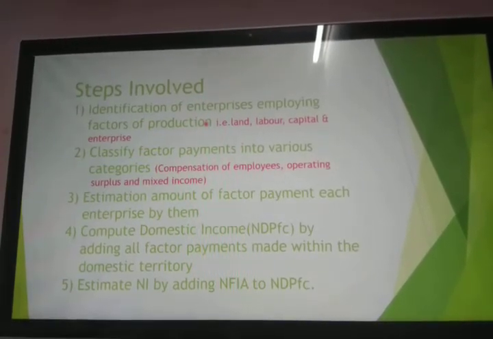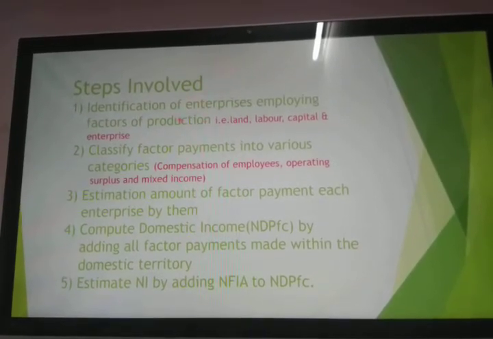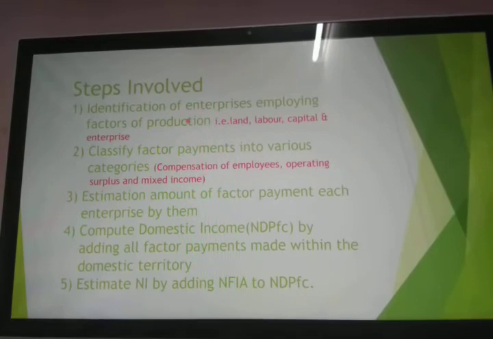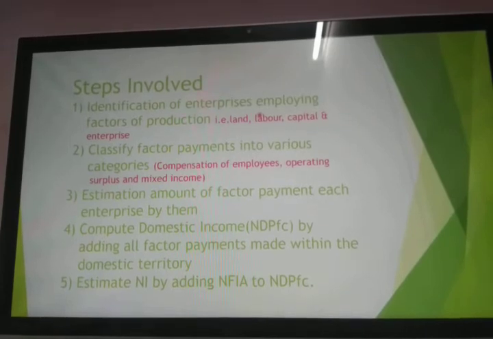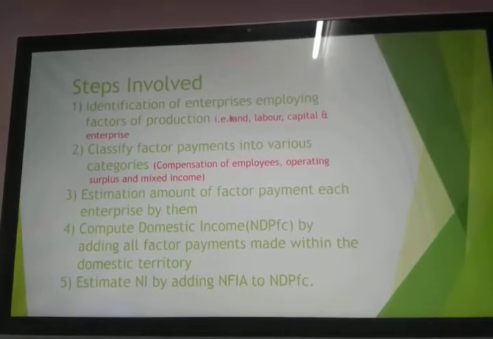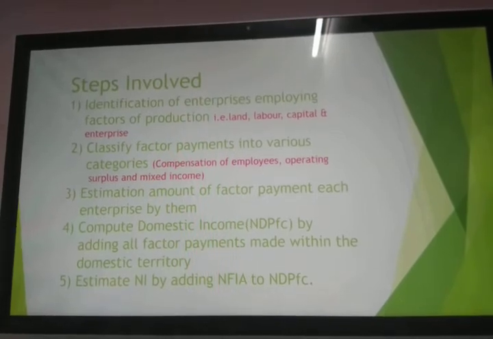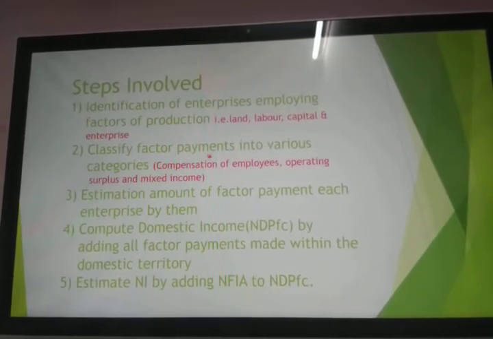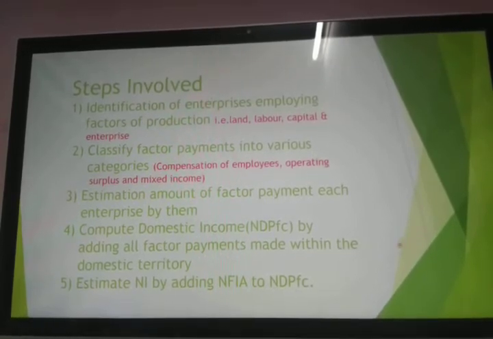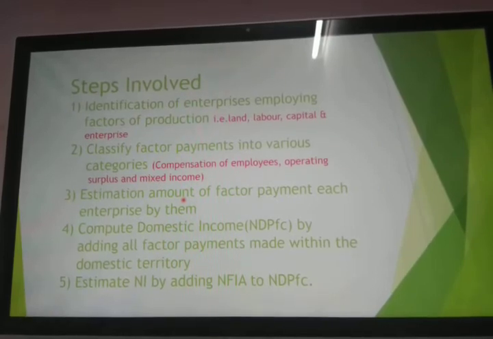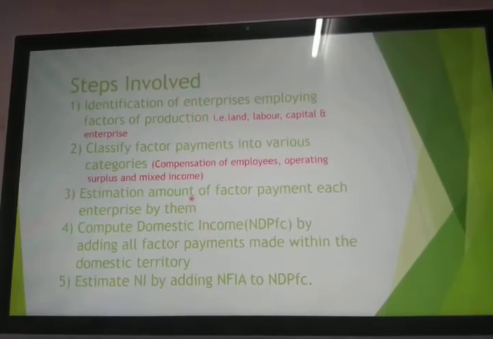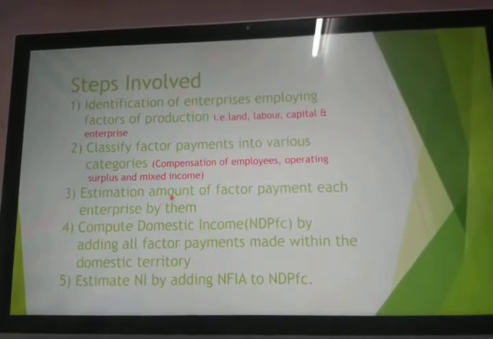Now let us see the steps involved in it. First is identification of enterprises employing factors of production. That means all those enterprises which are employing land, labor, capital and entrepreneur. So we have to identify that first. Then we have to classify the factor payments into various categories, that is compensation of employees, operating surplus and mixed income. That means we need to know in which category the income is going to fall. After that, we estimate the amount of factor payment made by each enterprise. That means how much factor payment is being paid.